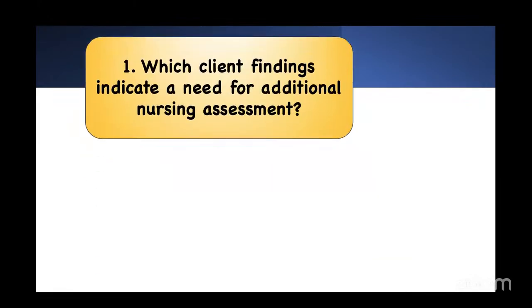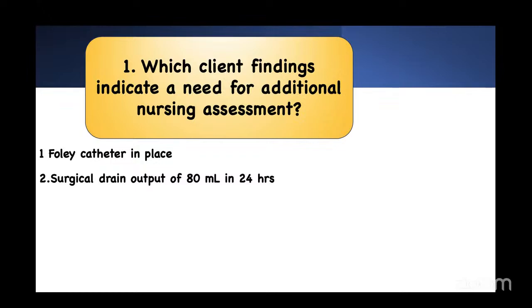Now, this is the first question you saw. If you're taking this test, this is what you see. What do you want to do? Which client finding indicates a need for additional assessment? Based on the case that we saw, is the Foley in place a problem for you? The surgical drain output of 80 ml in 24 hours. Should that bother you? If it bothers you, you put that in the comment section and we can all talk about it.